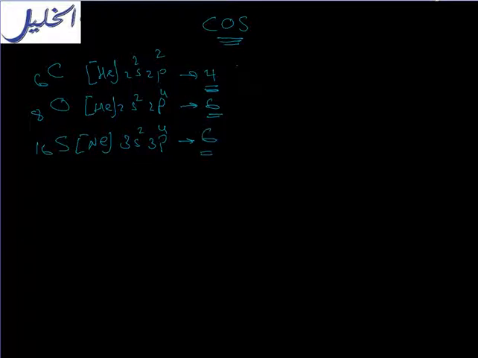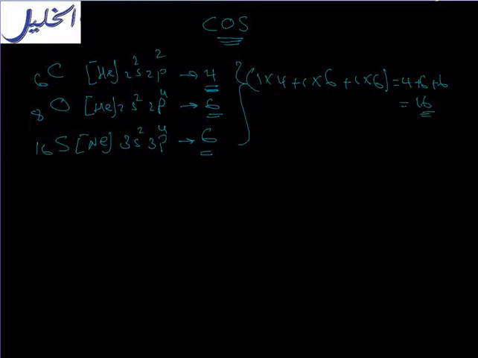Now we must calculate how many electrons are in the valence shell of this molecule. We have one atom of carbon, with 4 electrons in the valence shell. We have one atom of oxygen, with 6 electrons in the valence shell. Sulfur, one atom, has 6 electrons in the valence shell. So 4 plus 6 plus 6 is 16 electrons in the valence shell.